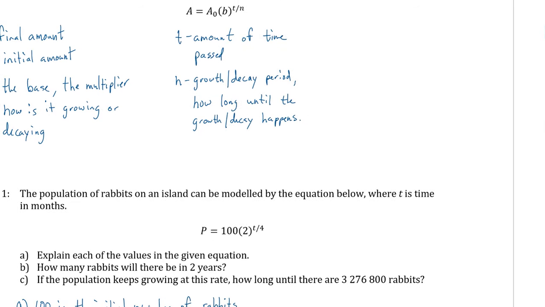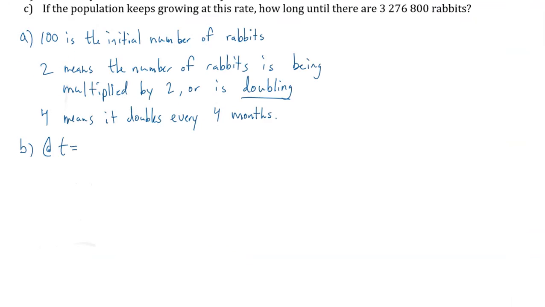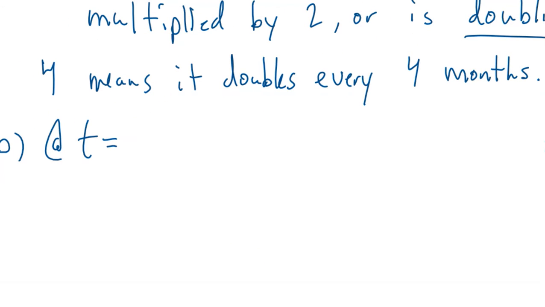Because the question says t is time in months, but then it's telling us 2 years. So we have to take the 2, convert it into number of months. As I said, hopefully that's fairly straightforward. It is 2 times 12, because there are 12 months in a year. So we are going to use the equation at t equals 24. And I'm going to make a little note here. You don't have to write this down when you're doing your own work. 24 is 2 years in months.